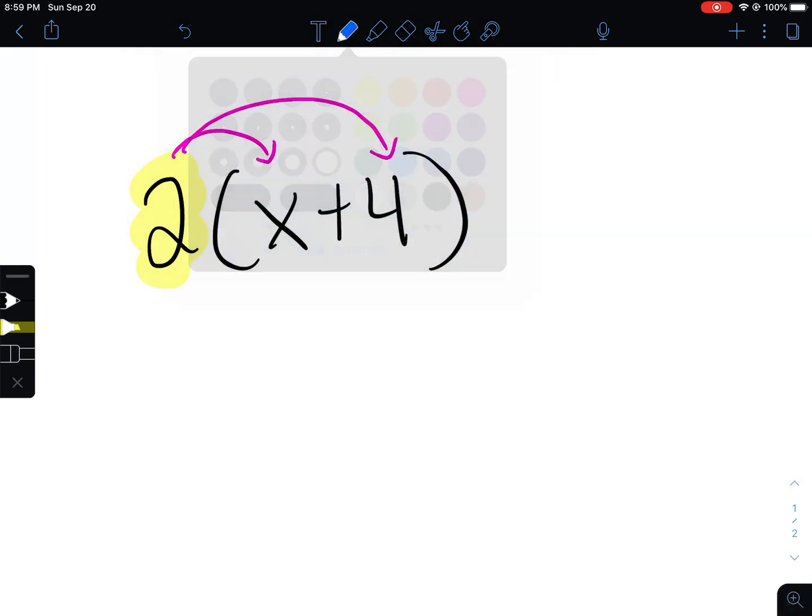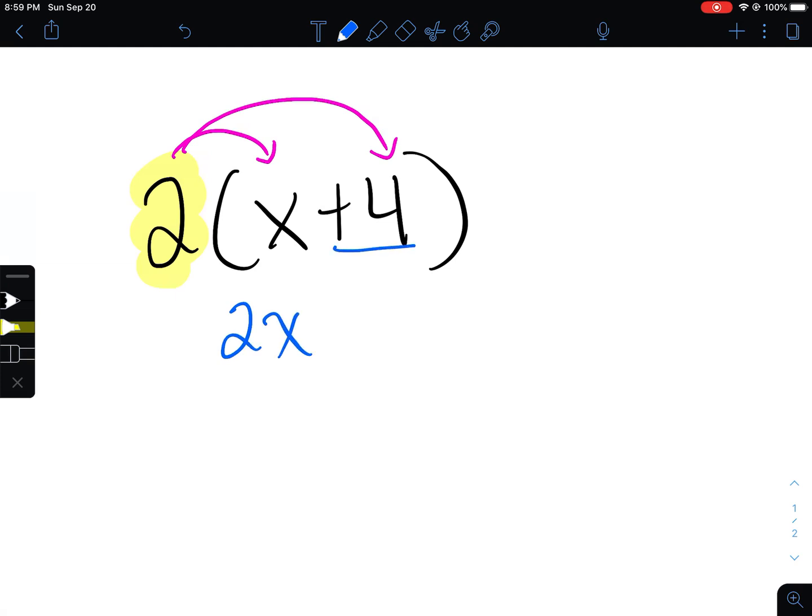And that, let's just use like a nice blue. So that would be 2x and then 2 times a positive 4. Make sure you take that positive with it. It's going to be a positive 8.